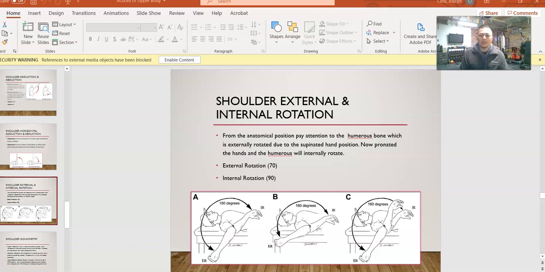Guys, we're going to take a look at the shoulder. Let's take a look at shoulder external and internal rotation. You can look at the diagram A, B, and C if that resonates with you. You can also pay attention to what the humerus is doing.